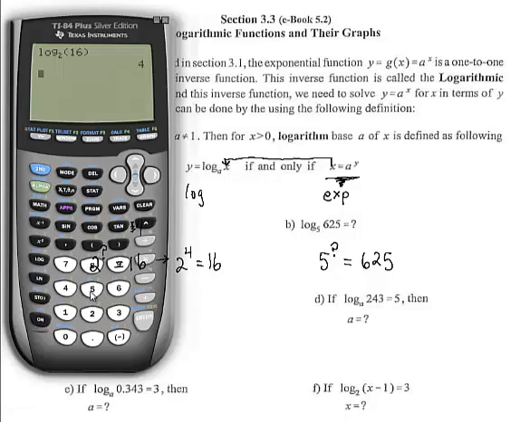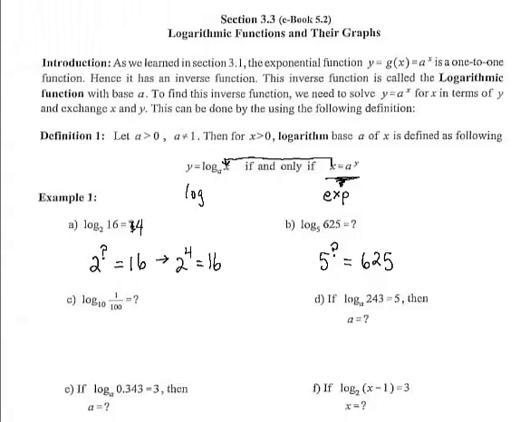Okay, if you play around with your calculator and you raise 5 to, let's say, the 4th power, we would get 625. So in other words, 5 to the 4th equals 625, and so log base 5 of 625 should be equal to 4.